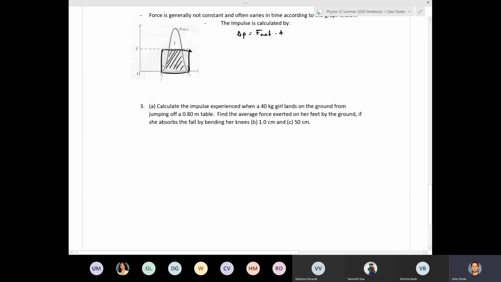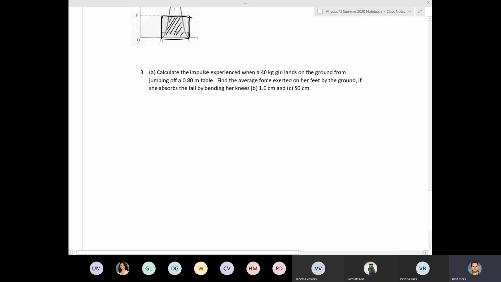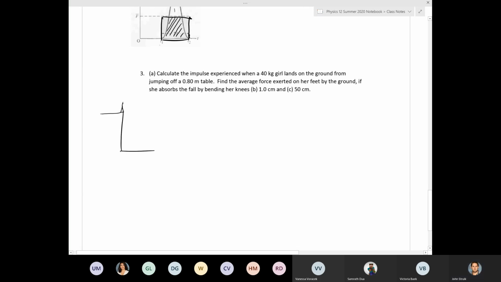Okay, calculate the impulse experienced when a 40-kilogram girl lands on the ground from jumping off, and by jumping off, I just mean stepping off, a 0.80 meter table. Find the average force of her feet on the ground, blah, blah, blah. Okay, so impulse experienced. What we're going to need is, so she's going to step off the table. And this is 0.80 meters.